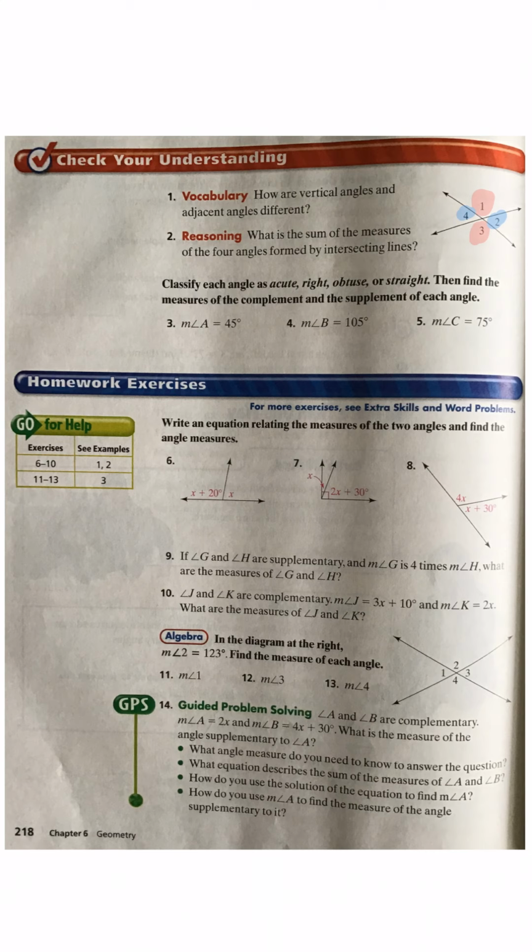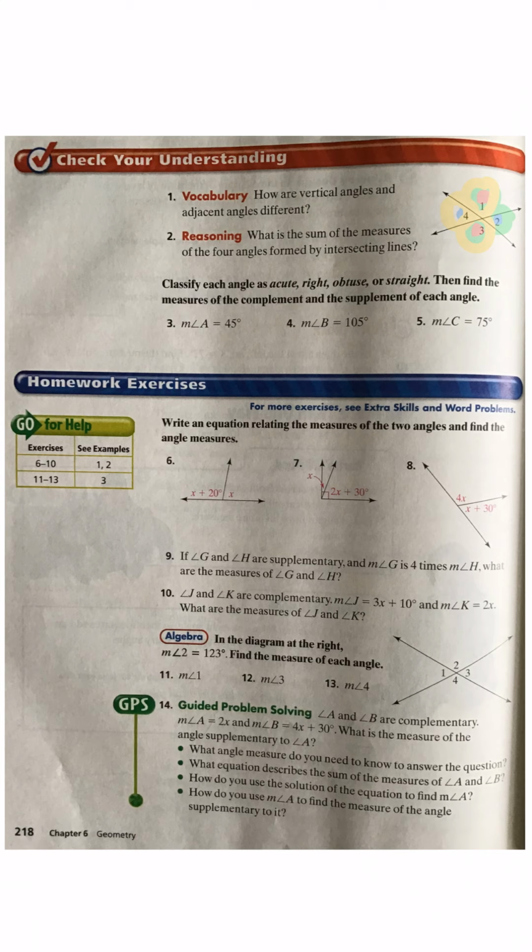However, adjacent angles lie next to each other. Angle 2 and angle 3 are adjacent. Angle 1 and angle 2 are adjacent. Angle 4 and angle 1 are adjacent. Angle 4 and angle 3 are adjacent.